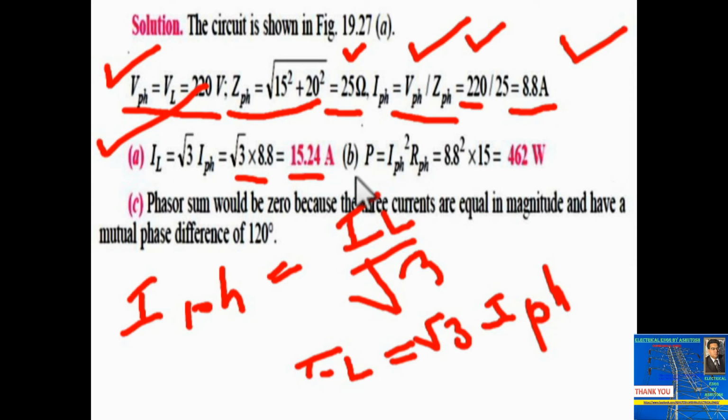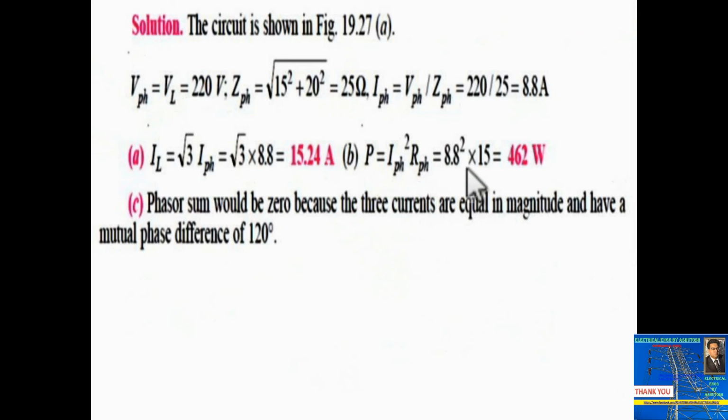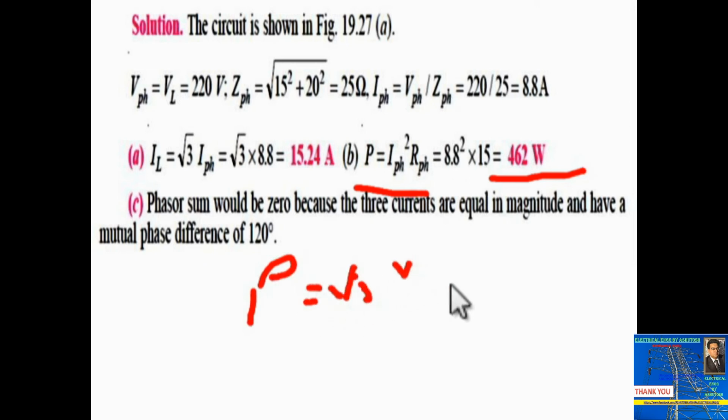And then guys, you can find out the power consumed or active power, that is I square PH into RPH. Okay, this is the formula. 8.8 square into 15, so it becomes 462 watt. Also you can find it by using the formula VI cos phi. Power equal to root 3 VL IL cos phi. So you can also find it from that.